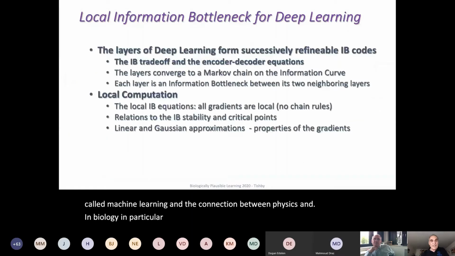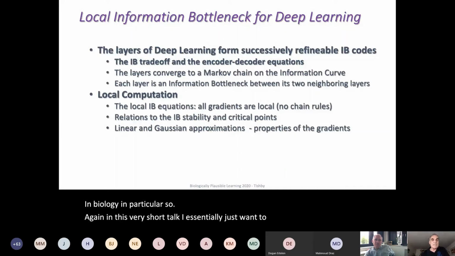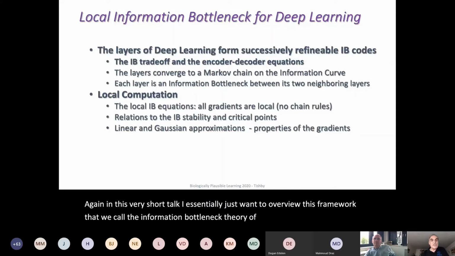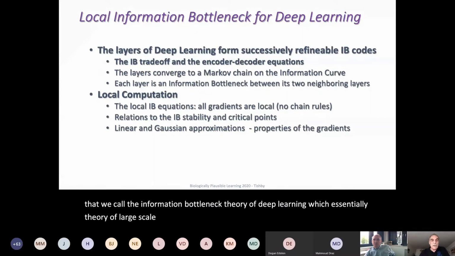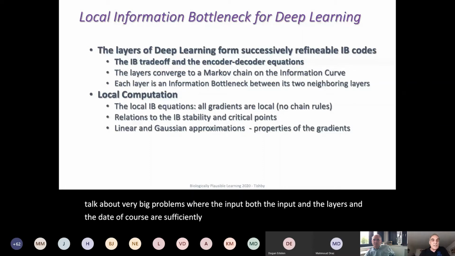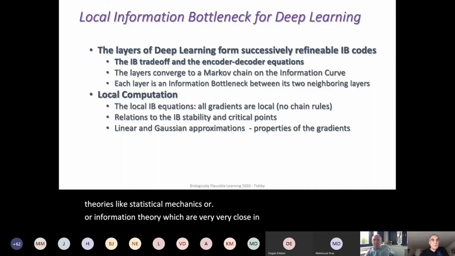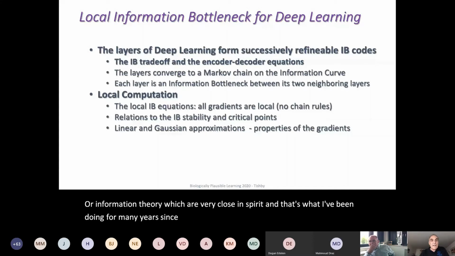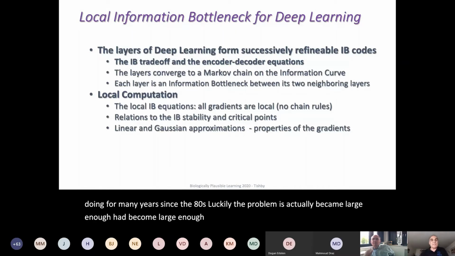So again, in this very short talk, I essentially just want to overview this framework that we call the information bottleneck theory of deep learning, which is essentially a theory of large-scale learning, and it becomes more and more relevant when we talk about very big problems, where both the input and the layers and the data are sufficiently large, so that we can use asymptotic theories like statistical mechanics or information theory, which are very, very close in spirit, and that's what I've been doing for many years, since the 80s. Luckily, the problems have become large enough to be relevant for this type of theory.